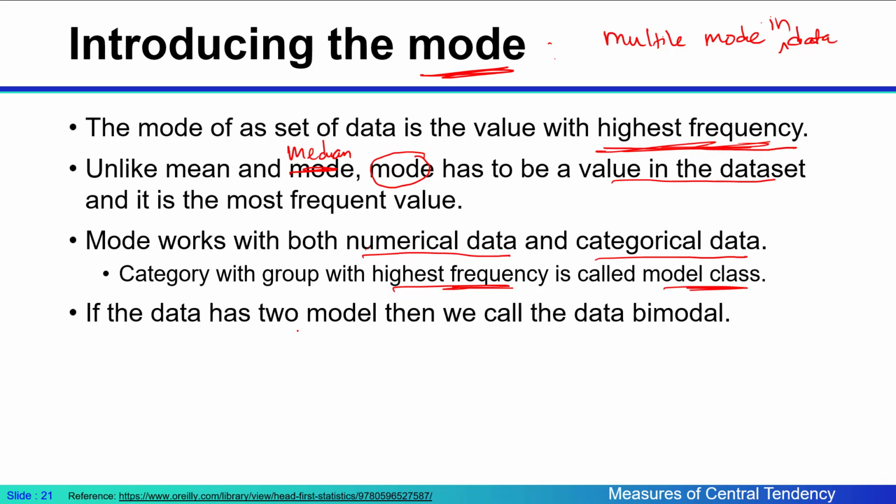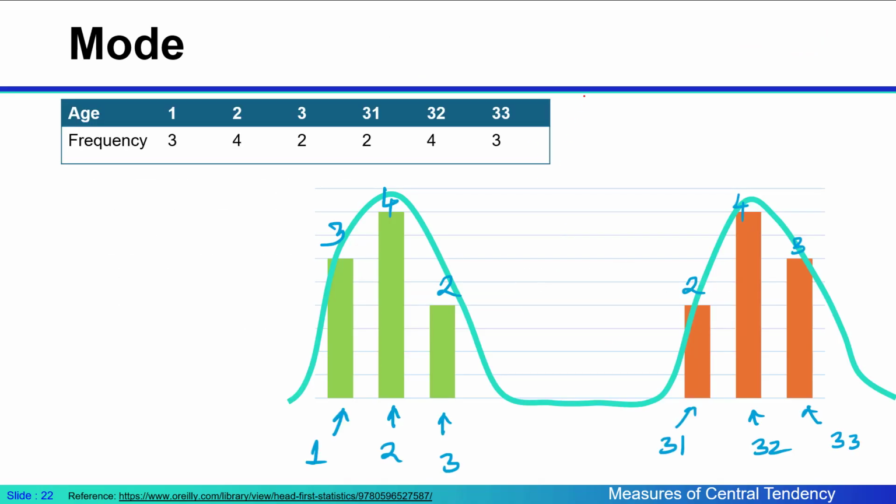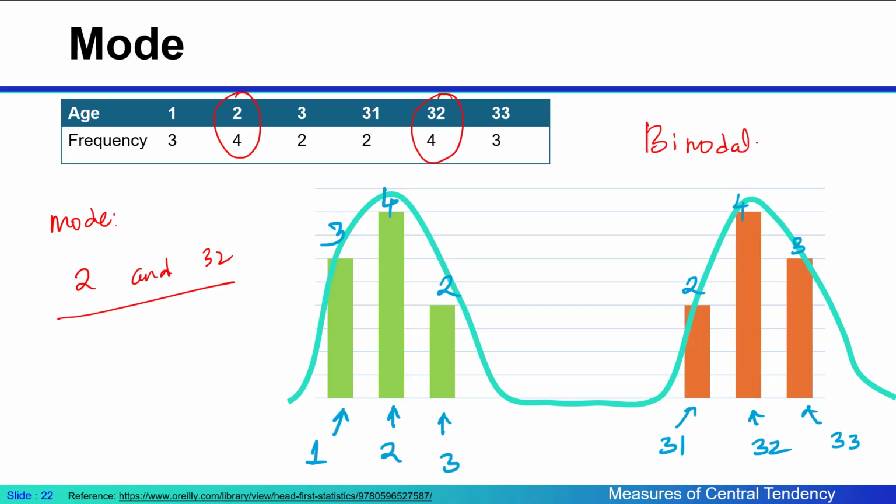Whenever you have 2 modes, we call that bimodal data. This is the perfect example of bimodal data, because if you see, we actually have 2 modes. Now when we look into the mode, we look into the highest frequency. Here we identify the age of 2, there are 4 kids, and at age 32 there are 4 persons. Hence the modes here are 2 and 32. So this is the perfect example where you have 2 modes, and this kind of data is called bimodal data.